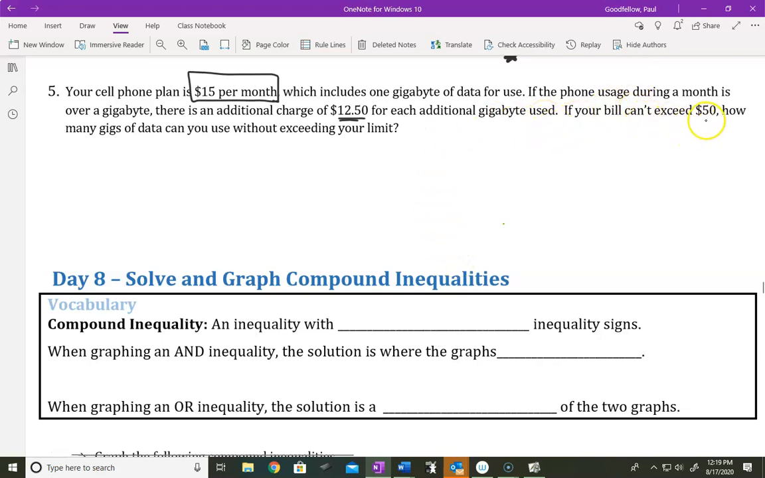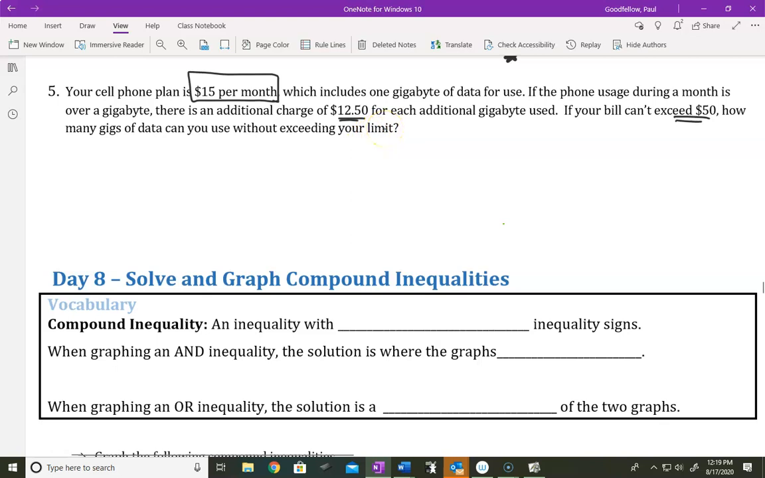And here's the deal, and the reason behind it is I'm trying not to exceed a certain dollar amount for our phones. So $50 is the maximum amount I'm willing to spend. It's an easy way to try and organize or balance your budget sheet. How many gigs can you use without exceeding your actual limit?